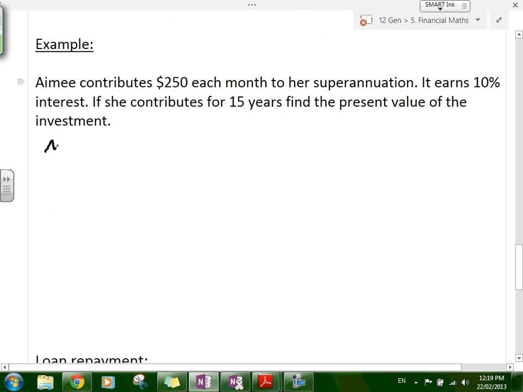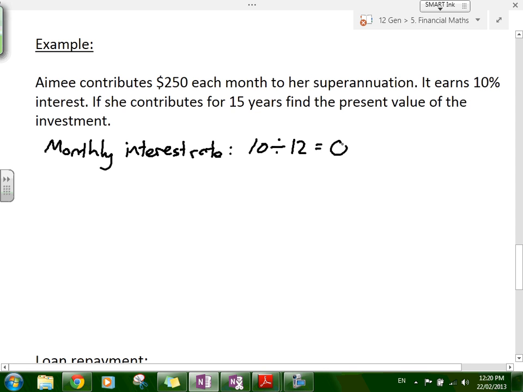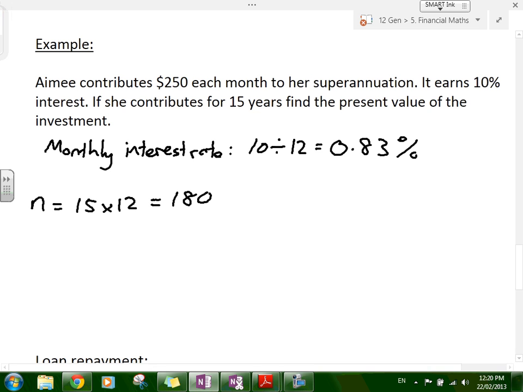So monthly interest rate first. How do we find that? 10 divided by 12. And what is it, Amy? So 0.83 is fine. 0.83%. Now we have to find how many periods there are. 15 times 12. So n is equal to 15 times 12, which equals 180. So the formula will look like this. Remember this is 0.0083 as a decimal.